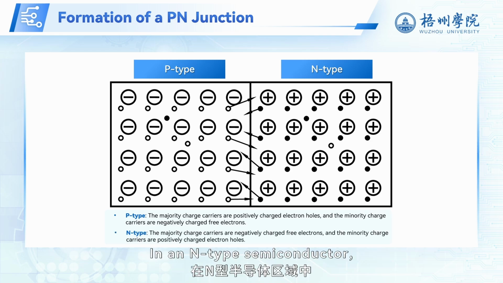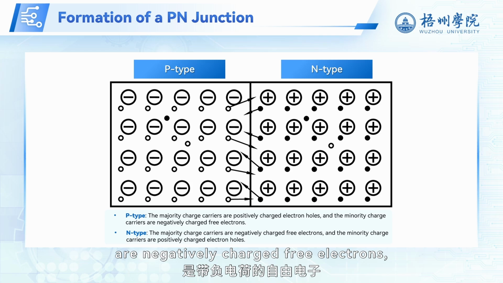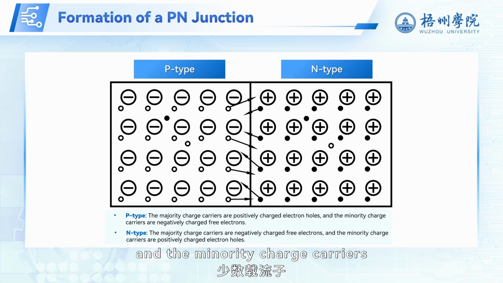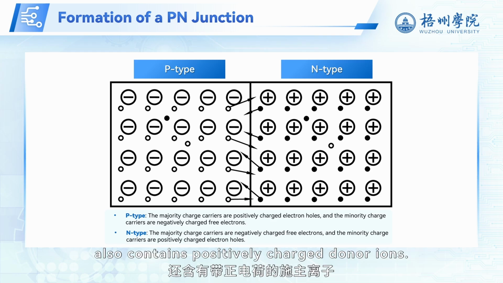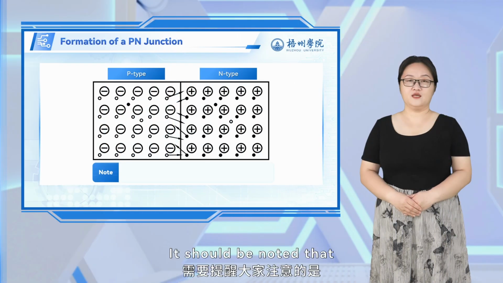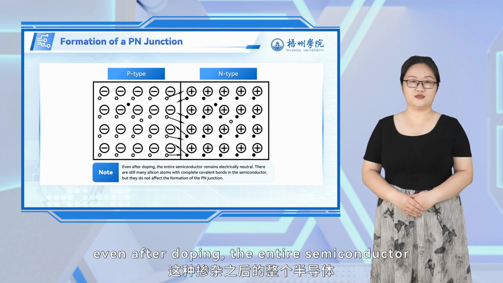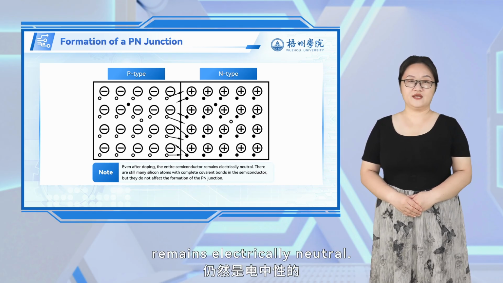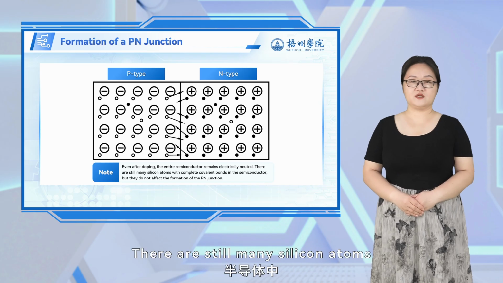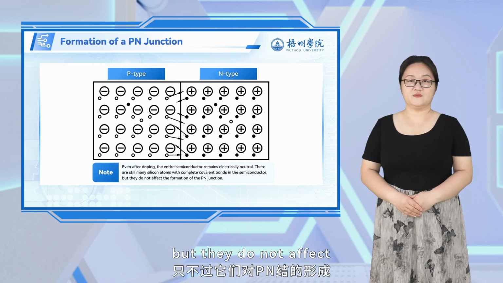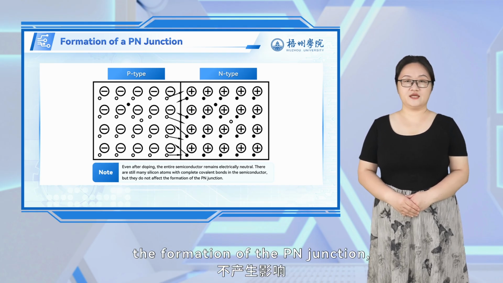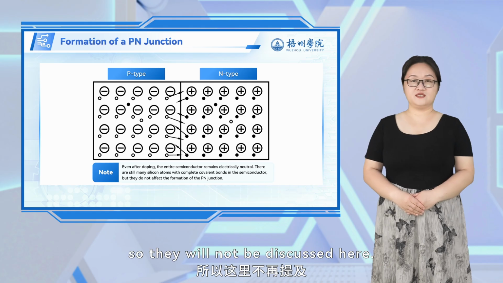In an n-type semiconductor, the majority charge carriers are negatively charged free electrons, and the minority charge carriers are positively charged electron holes. The n-type region also contains positively charged donor ions. It should be noted that even after doping, the entire semiconductor remains electrically neutral. There are still many silicon atoms with complete covalent bonds in the semiconductor, but they do not affect the formation of the p-n junction, so they will not be discussed here.